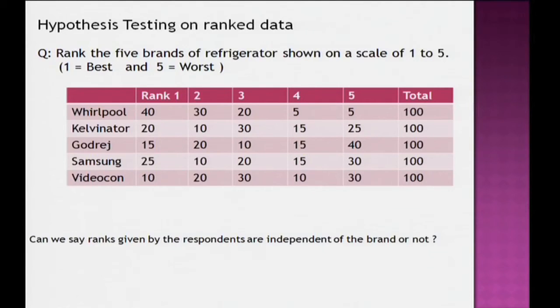Then there is another question here: rank the 5 brands of refrigerator shown on a scale of 1 to 5. So, these are the ranks given by consumers and these are various brands, say Whirlpool, Kelvinator, Godrej, Samsung, Videocon. Can we say that ranks given by respondents are independent of brand? Are they given just to the washing machine, or are they seriously noticing the brand and then giving the ranking, right? Is it just for the sake of giving any ranking?